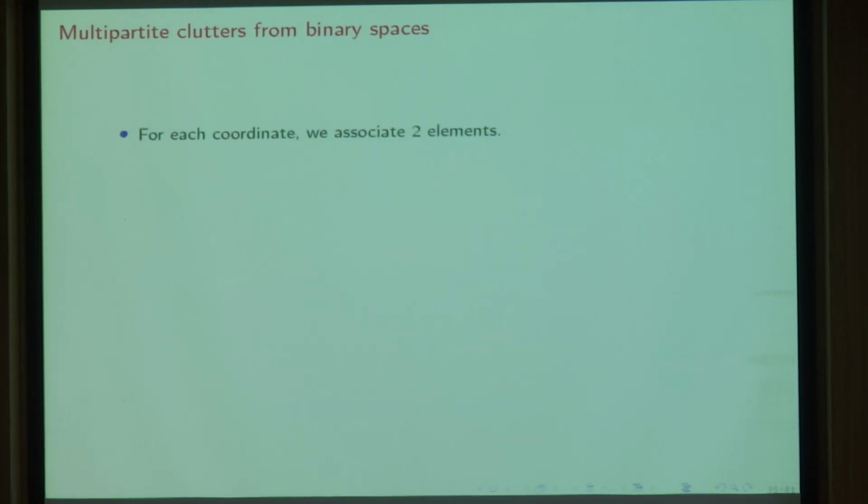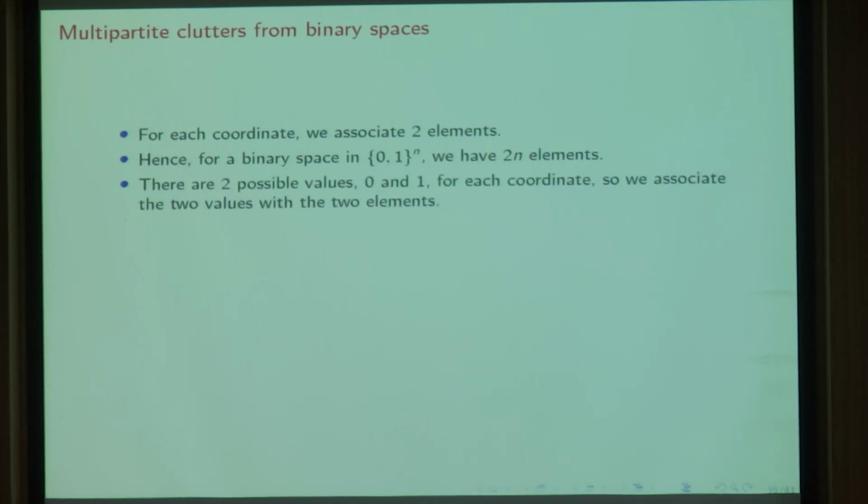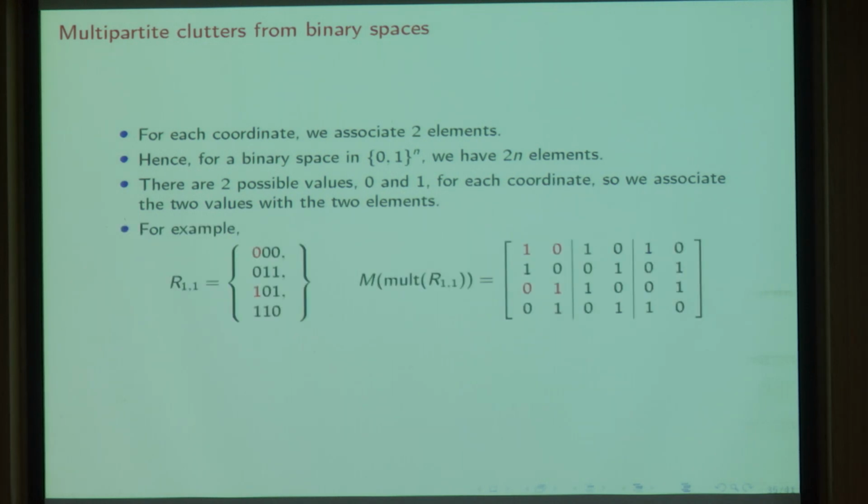What I do is the following. For each coordinate, I have n coordinates if you have dimension n. For each coordinate, I have 2 possibilities, 0 and 1. So to encode the information, I introduce 2 elements for my cluster. So we have an n-dimensional space, and 2 elements in the cluster for each coordinate. So there are 2 possible values.